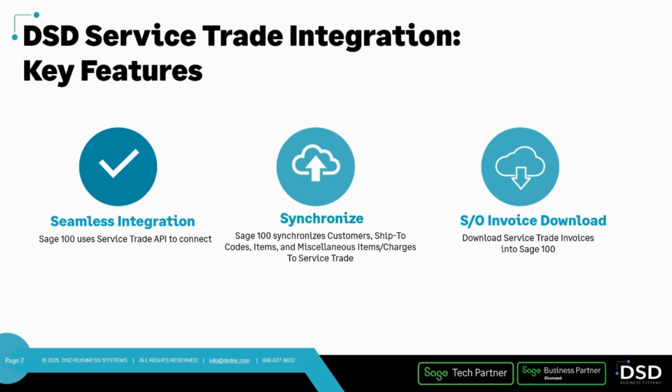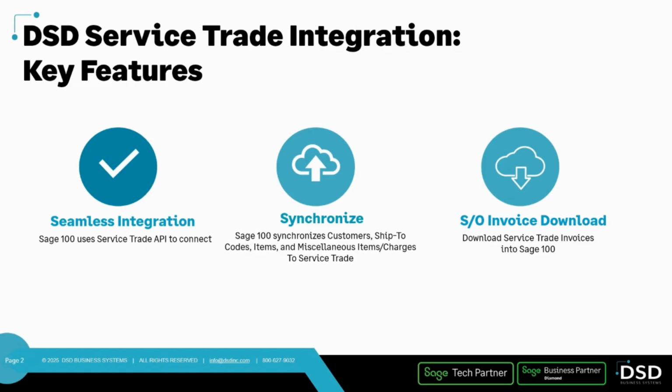And so this integration works in the accounts receivable, sales order, and inventory modules. It is a seamless integration that uses the API for ServiceTrade to do synchronization and invoice download. So for synchronization, Sage 100 is the owner of the customer record, the ship-to, the item, and the miscellaneous item and charges records.